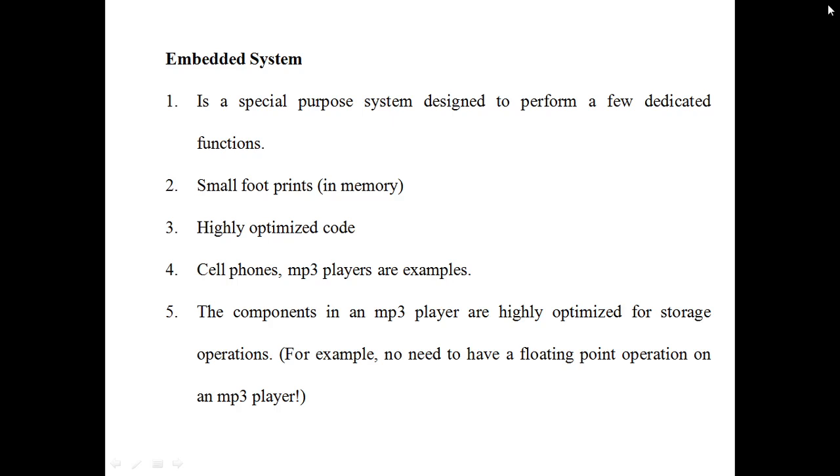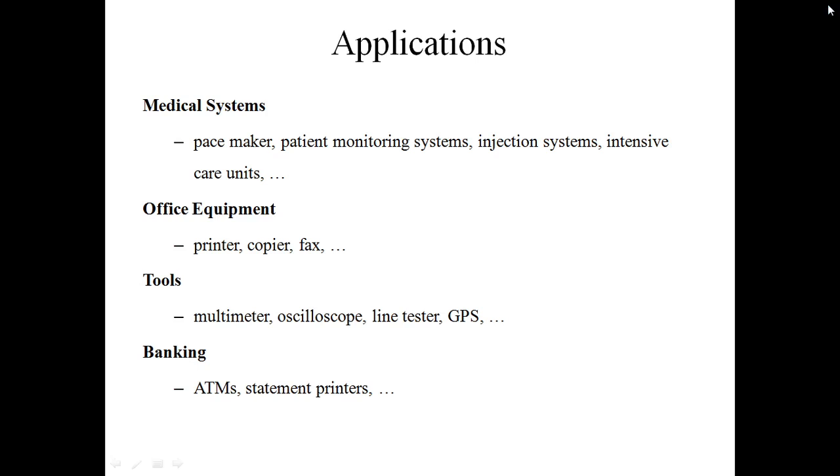The best examples of embedded systems are the cell phone as well as the MP3 player. Especially the MP3 player is highly optimized for storage operations, because the size of an MP3 player is very small, but we can store a large number of large files using it. For example, there is no need for floating point operations in your MP3 player. So these are applications of embedded systems. Embedded is not only applicable to electronics, it can be applied to many kinds of industries and domains.